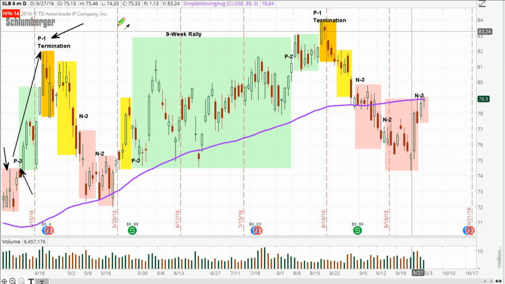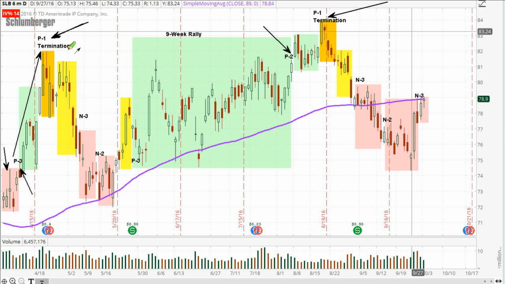The 3 is the early stage of the advance. The 2 is a later stage or potential topping stage, as you see right over here. The P1 is it's running out of steam and very, very likely to reverse. Now you could see those P1s right over here, those were terminations of upside moves.